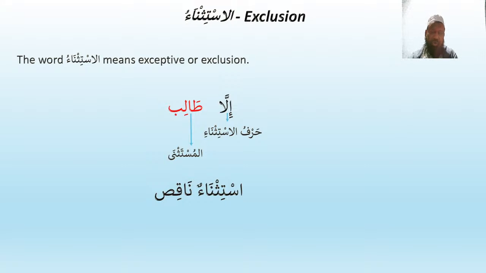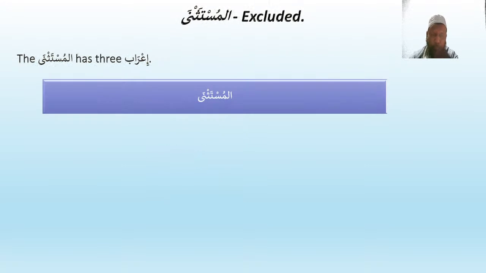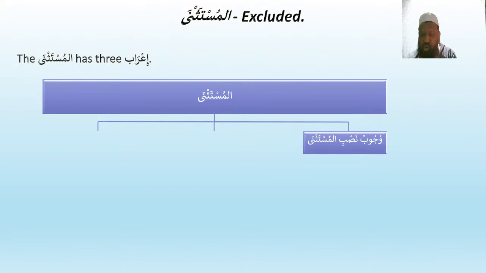Okay, so inshallah when we do the examples you will understand. Okay, the مستثنى has three i'rab. So when we need to know which one it is, first of all we need to see, is it استثناء تام or is it استثناء ناقص? But before that, let's see what the three i'rabs are. Number one, وجوب نصب المستثنى.